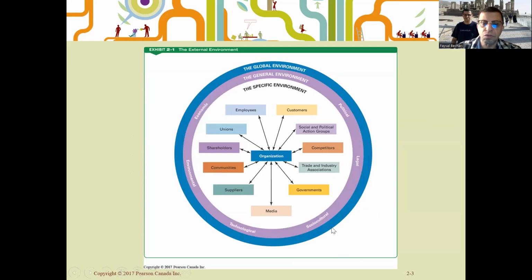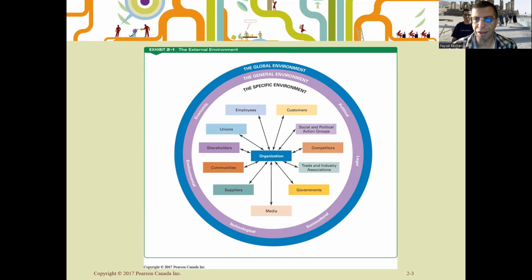If we look at this graph, management should be concerned with all these three types. The specific environment includes the customers, social and political action groups, competitors, trade and industry associations, government, media, suppliers, community, stakeholders, unions, and employees.